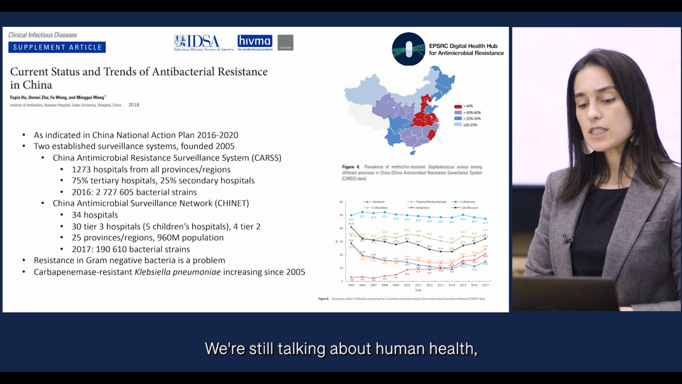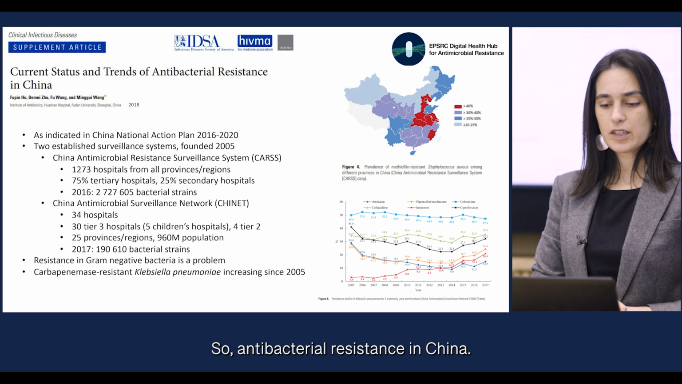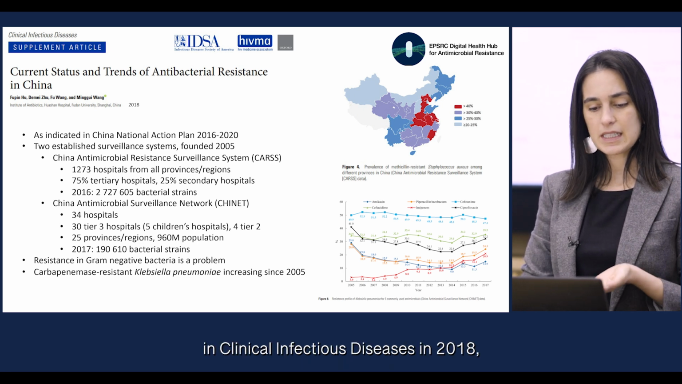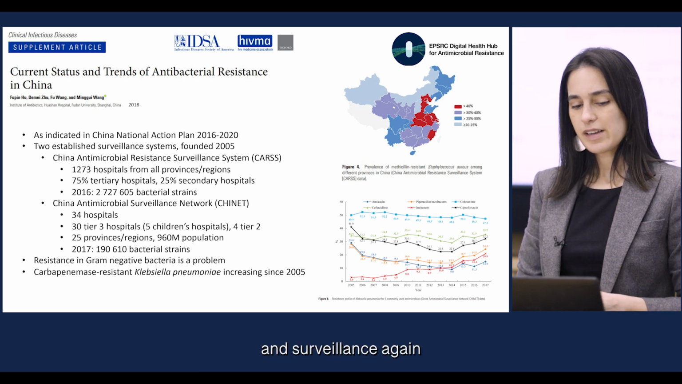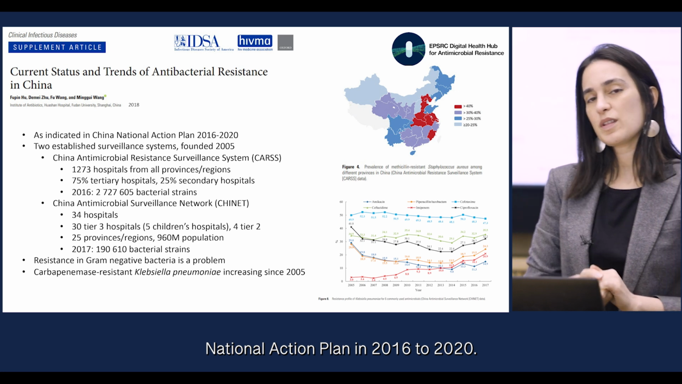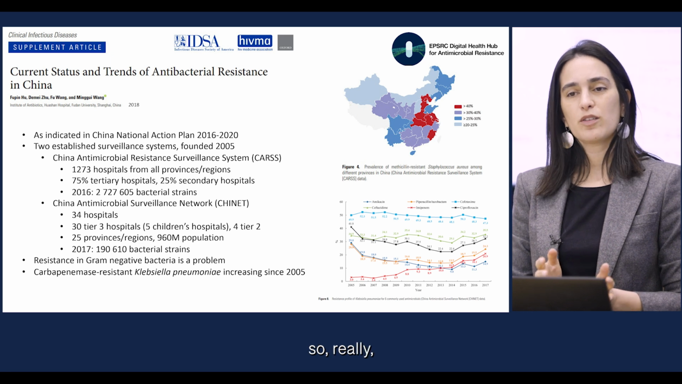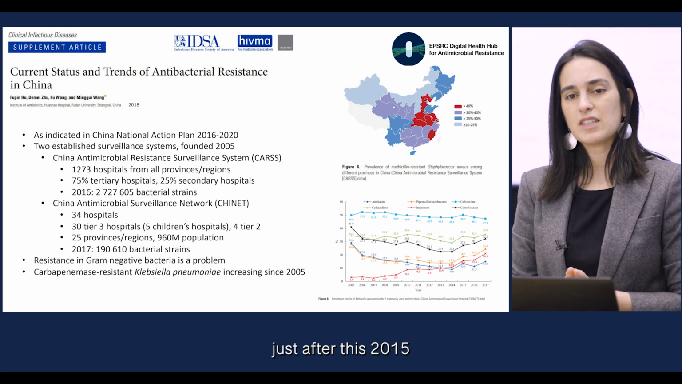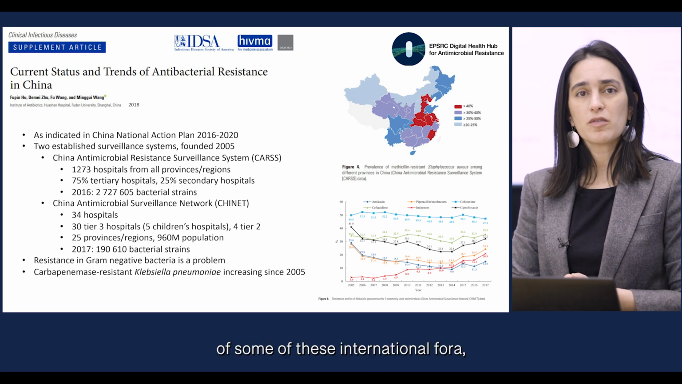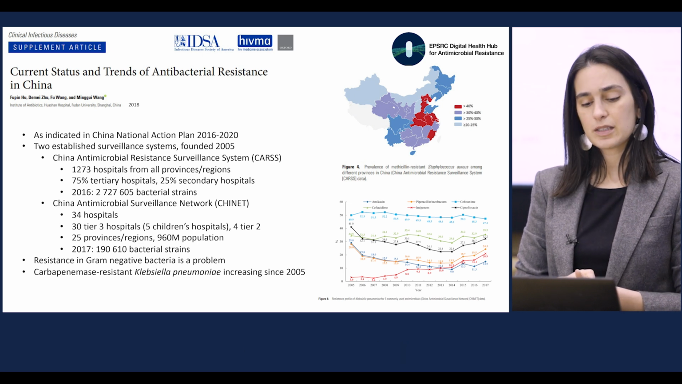Another example here, we're still talking about human health and a single country, so antibacterial resistance in China. This was published in Clinical Infectious Diseases in 2018. And surveillance, again, as indicated in the China National Action Plan in 2016 to 2020, you'll notice that a lot of the national action plans date around the same time. So really just after this 2015 global galvanization of efforts. So it speaks to the power of some of these international fora and discussions in terms of consequences and actions.